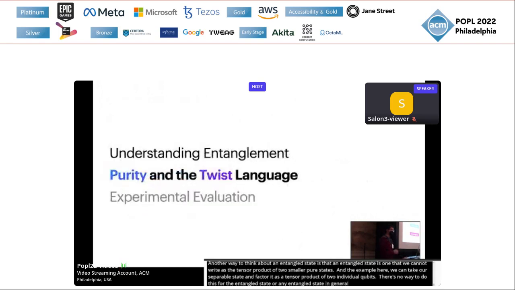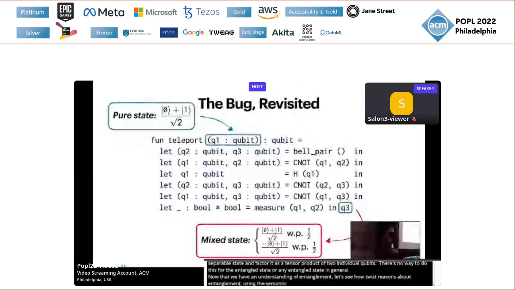Now that we have an understanding of entanglement, let's see how Twist reasons about entanglement using the semantic property of purity. So let's revisit the bug from the example and think about how a programming language like Twist might be able to catch it automatically. Remember that while the input to teleport was a pure state, we observed that its output was in a mixed state. How do we catch a bug like this one?